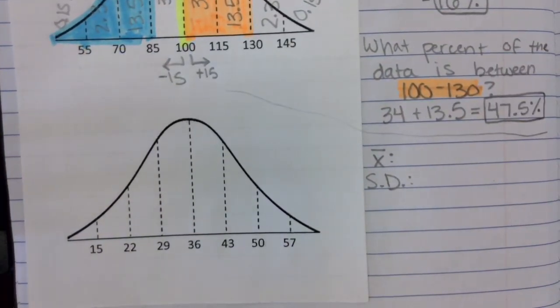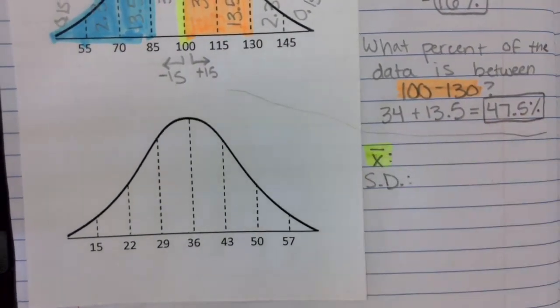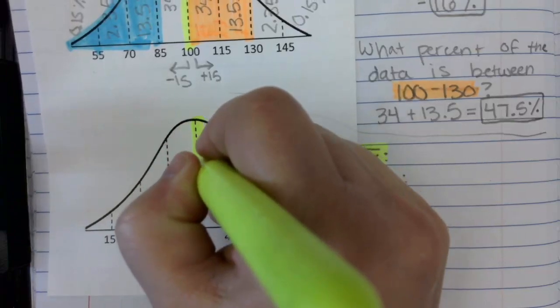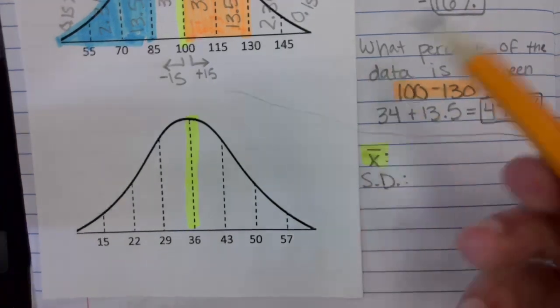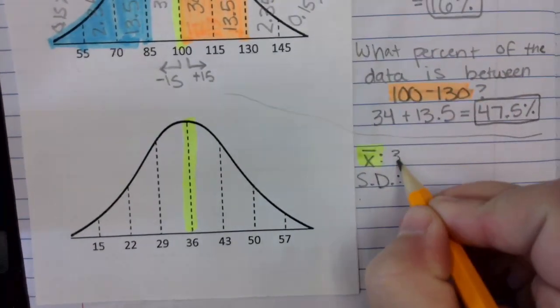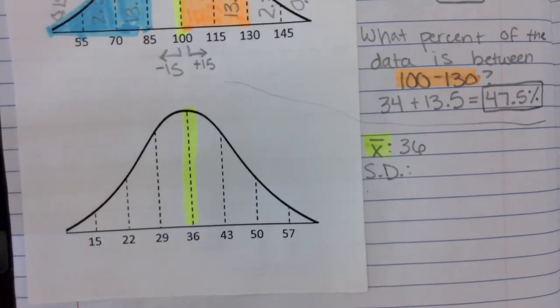So in this next problem, how can I find that mean? Mean is going to be that middle, the tallest point, where the mode is in a normal curve. And we get 36. Alright, now I know some of you already worked ahead and you already figured out your standard deviation. Give the rest of us a second to think that through.